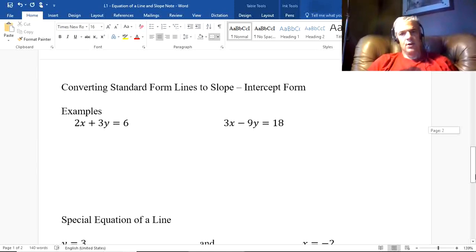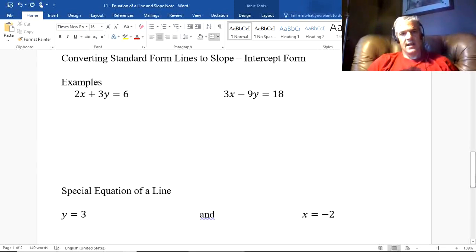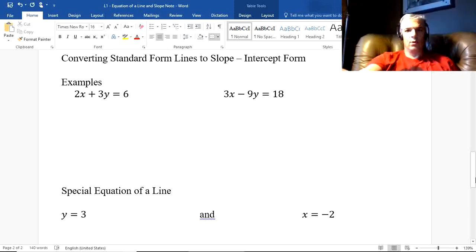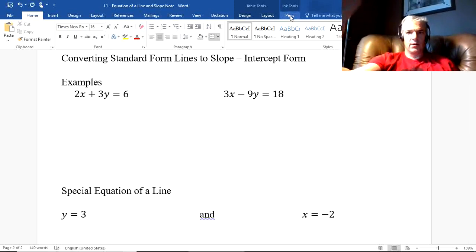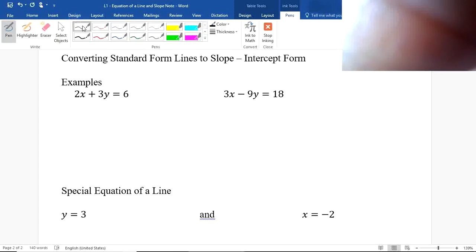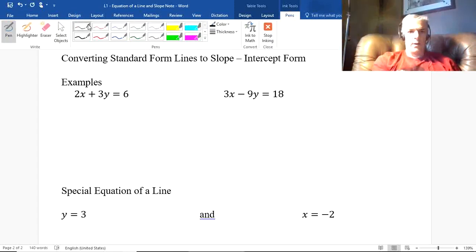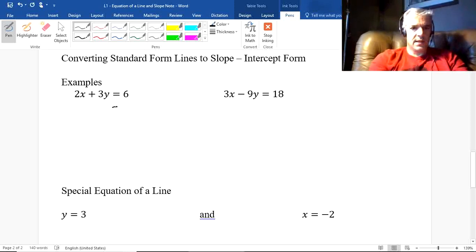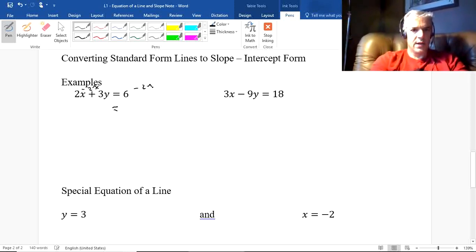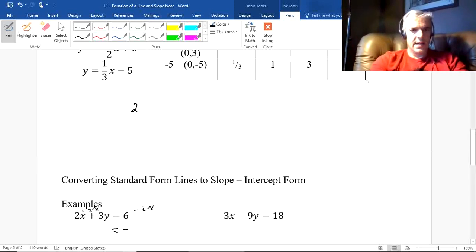Now, if I give you an equation that is in standard form, we can use our skills from solving equations to do some work here. Hopefully my pen will work well in this particular case. So I'm going to turn my pen on. And I want to isolate the y. So the first thing I want to do is move the 2x to the other side. And so I'm going to put my equal sign here. I'm going to subtract 2x here, subtract 2x here. And what I end up with is minus 2x.